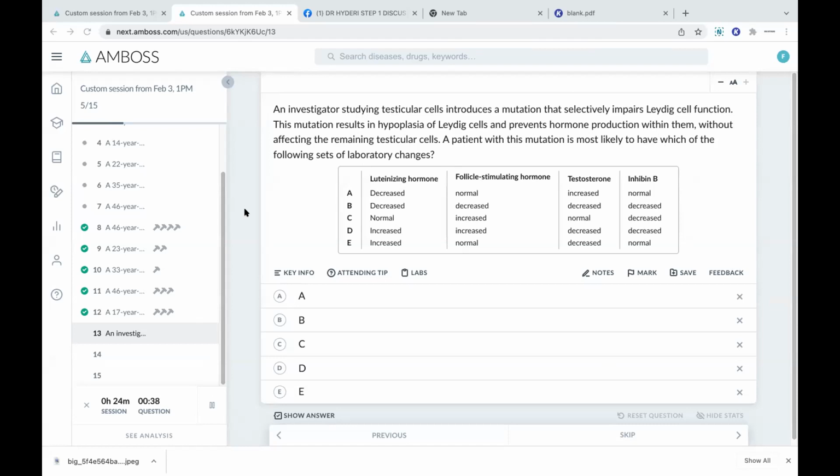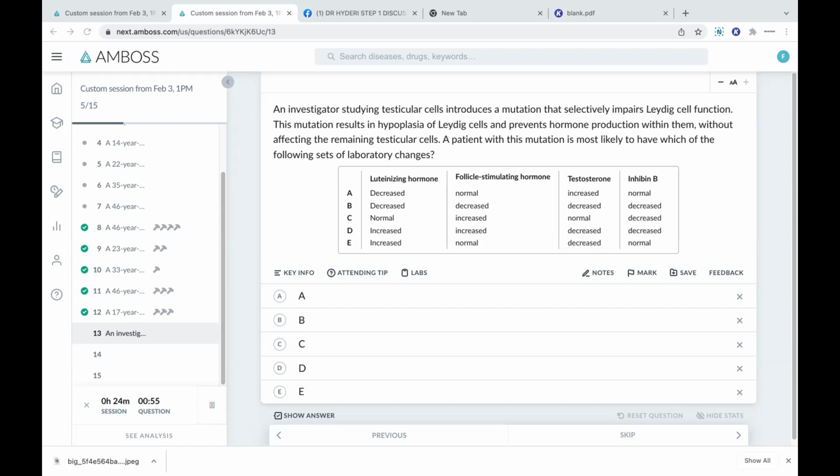If Leydig cell is not functioning properly, then which hormone will be decreased or increased? Can we have a decrease of testosterone? Yes or no? The answer is yes. What will happen to the luteinizing hormone? Will it be increased? Yes or no? The answer is yes.